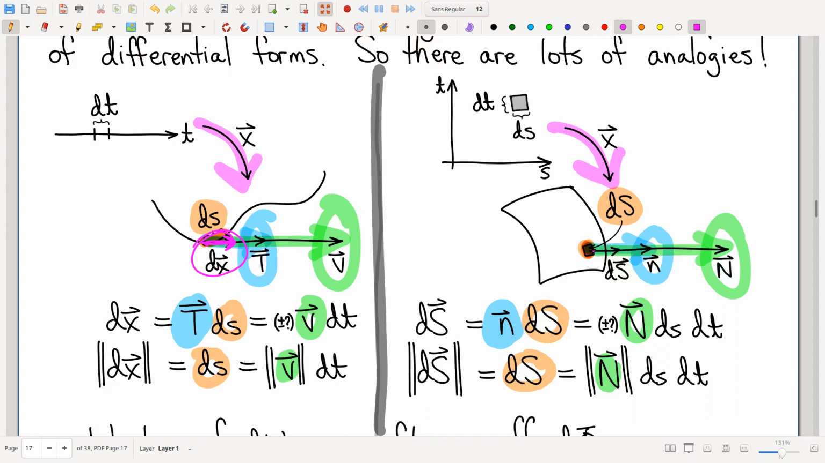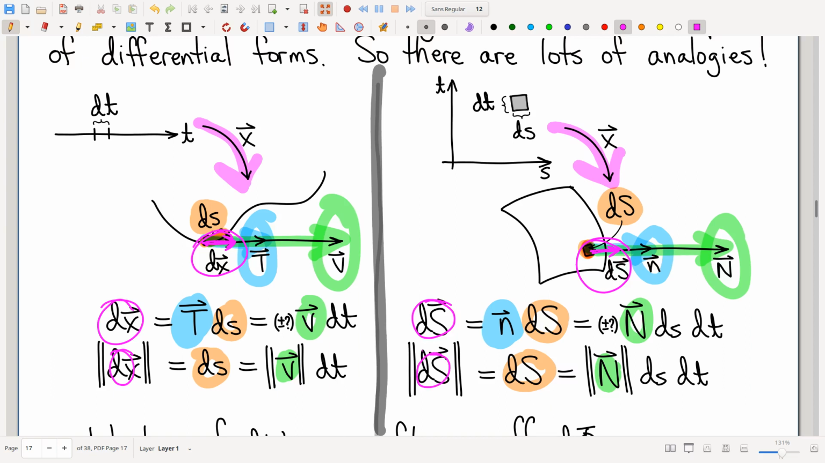Over here on the surface side, we have the dS vector, which again tells me everything I could want to know about that piece of surface. By virtue of its direction, it tells me the orientation. By virtue of its magnitude, it tells me the size. In this case, the area. And again, they lay out on the page in these equations in exactly the same way.